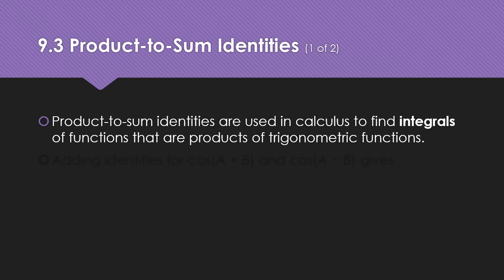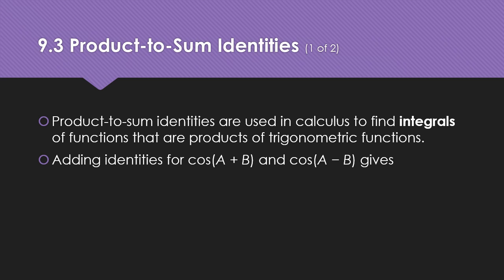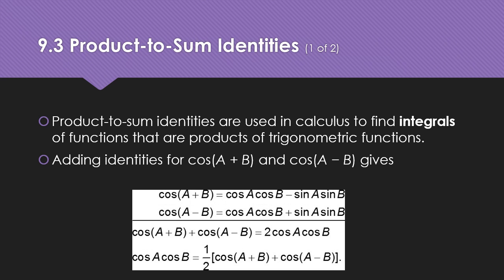And then adding identities, this is kind of how we get them. If we add the identities for the cosine of a plus b and the cosine of a minus b, we get 2 cosine a cosine b. So solving for cosine a cosine b, we get the identity that the cosine of a times the cosine of b is 1/2 cosine of a plus b plus cosine of a minus b.